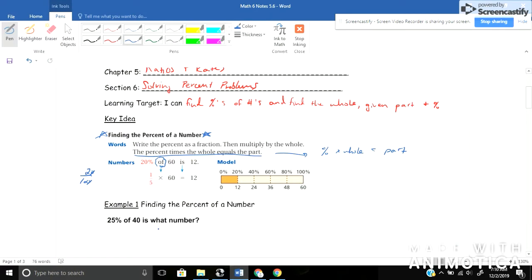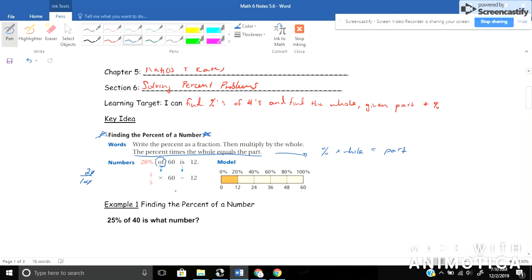Okay. They also showed you here a model of this situation, where if you have 60 as your total, well, 60 would be 100% if 60 is your total. And then they broke it down by 20% and represented it that way as well.